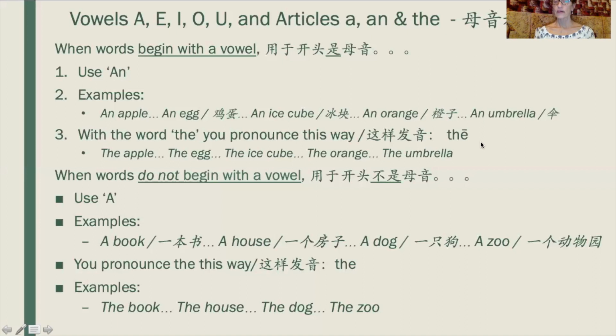这样发音. So you say "the apple," even though you write "the." The E here is long. The apple, the egg, the ice cube, the orange, the umbrella. Okay, when words do not begin with a vowel, 用 U 开头不是母音, you use "a." And here is a book, a house, a dog, a zoo. And you pronounce "the" this way, 像发音 the, short. The book, the house, the zoo.